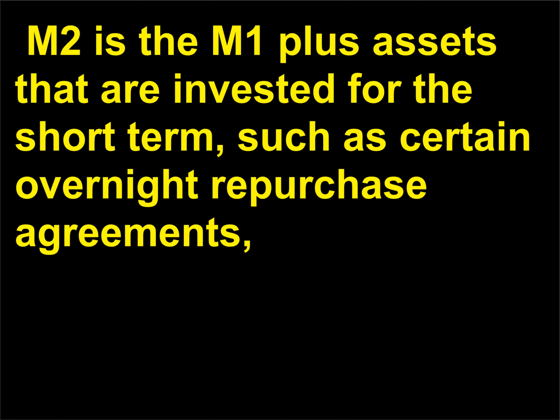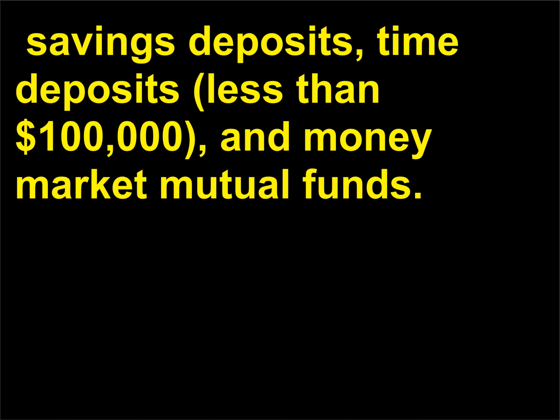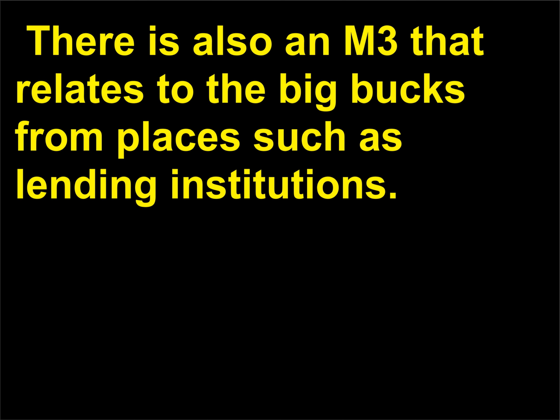M2 is the M1 plus assets that are invested for the short term, such as certain overnight repurchase agreements, savings deposits, time deposits less than $100,000, and money market mutual funds. There is also an M3 that relates to the big bucks from places such as lending institutions.